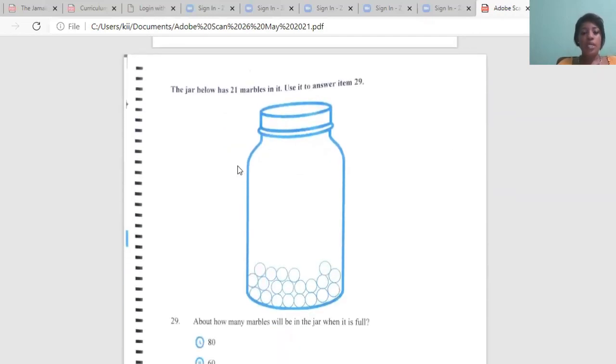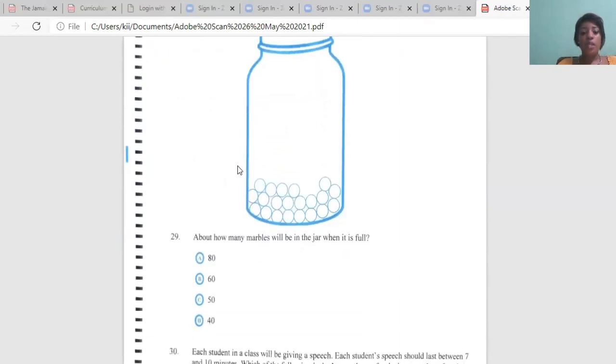The jar below has 21 marbles in it. Use it to answer item 29. How many marbles will be in the jar when it is full? All right, let's see what is taking place. 1, 2, 3, 4, 5, 6, 7, 8. So the last row is 8. Then 1, 2, 3, 4, 5, 6, 7, 8. Both rows are 8.